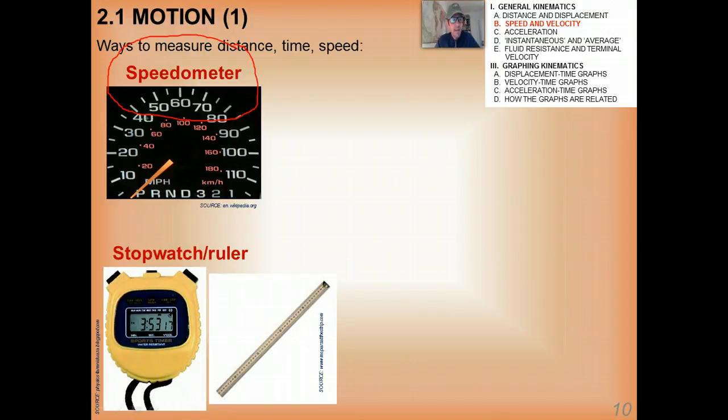Even more low-tech is a stopwatch and a ruler situation. You guys have used these, right? So if you want to measure how fast something's going, you just use a ruler or a meter stick. That's your distance. You time it with your stopwatch, your time, plus or minus your reaction time, and so forth, okay?